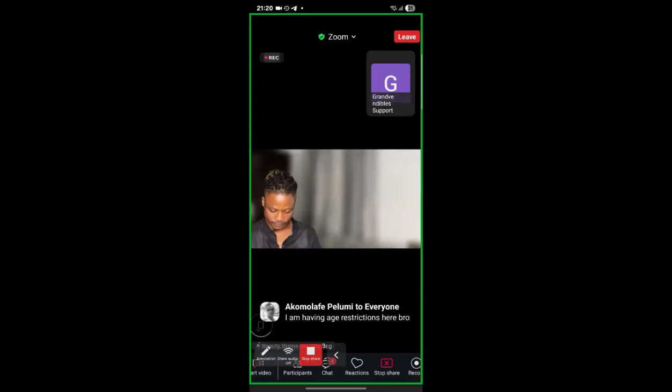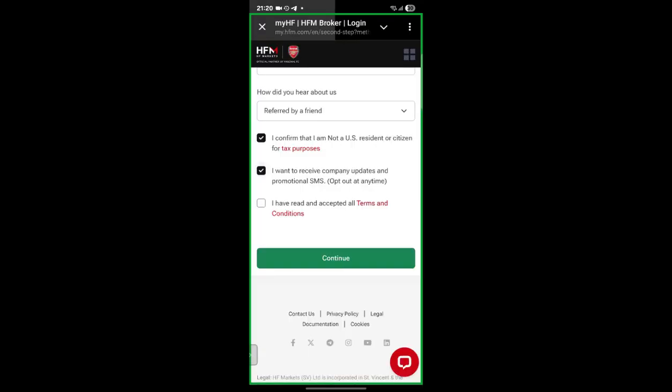Just let me share my screen back. I'm done inputting all those details. The reason why I'm inputting those details is that it's personal details, and there's an age restriction. So if you're not up to 18, you can use your dad's details to create the account. After that, you put, I confirm I'm not a US citizen, and all of these things. Then click on continue.